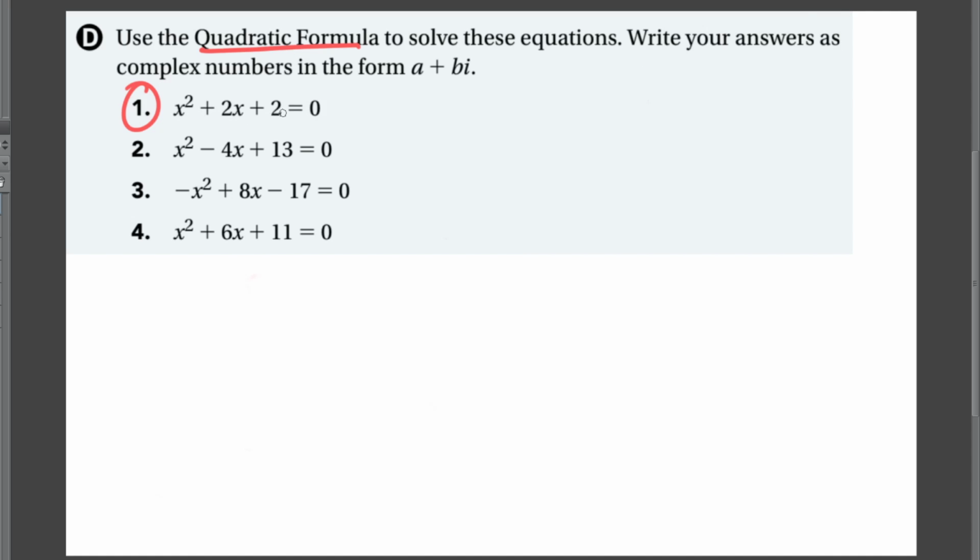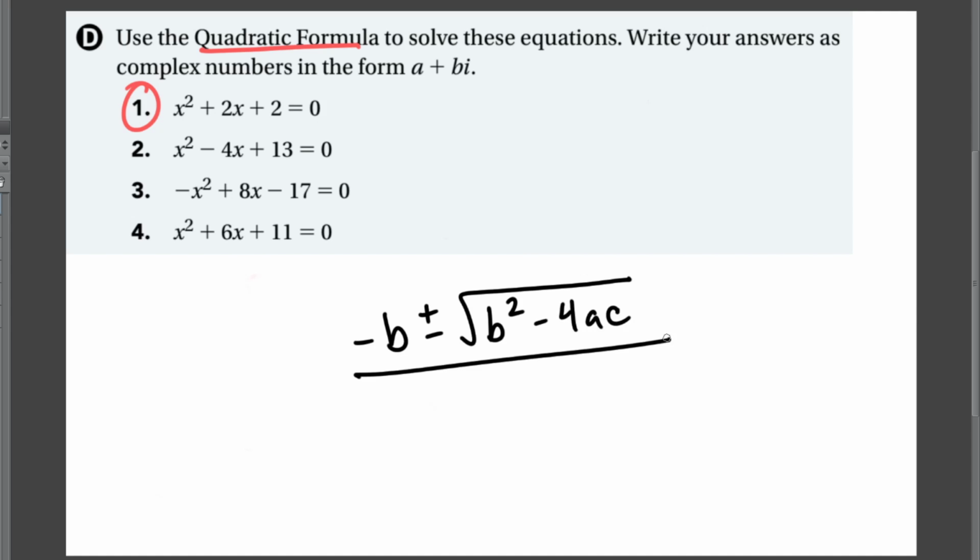So we have x squared plus 2x plus 2 is equal to that. Let me get my quadratic formula going here. It is going to be negative b plus or minus the square root of b squared minus 4ac all over 2a. And just like before, I'm going to simply replace a, my a value here, my b value here, and lastly, my c value.